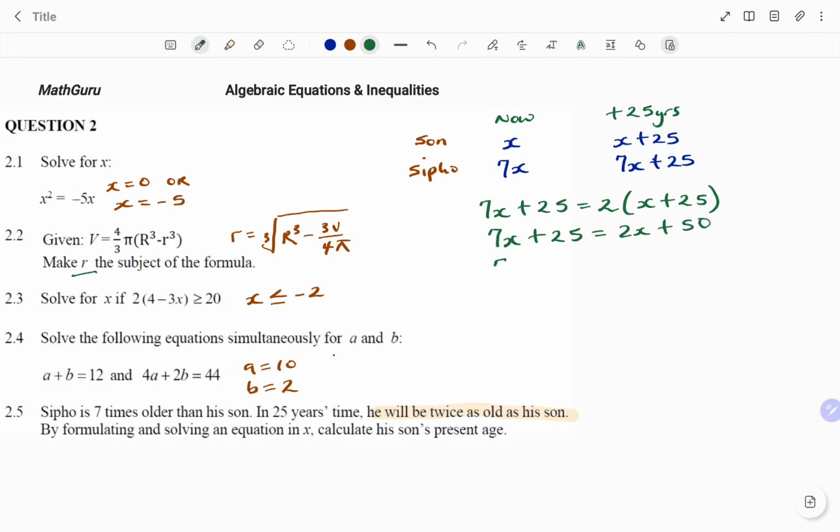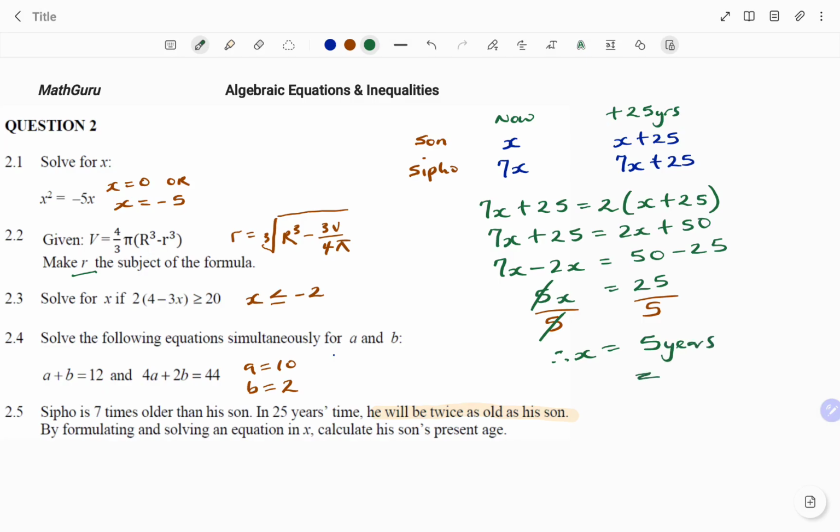Collecting like terms, we have 7x minus 2x equals 50 minus 25. 5x equals 25. And dividing both sides by 5, we have x equals 25 divided by 5, which is 5 years.